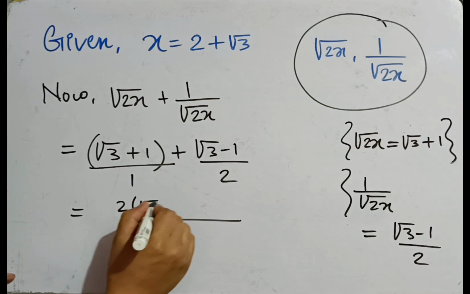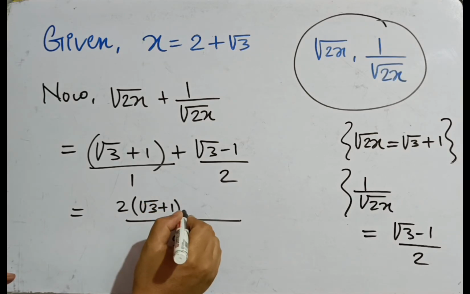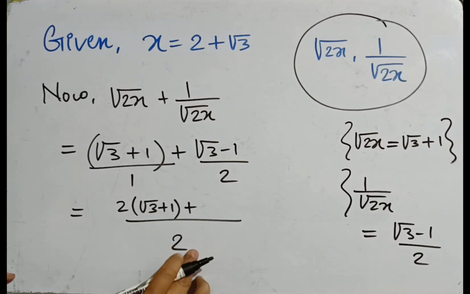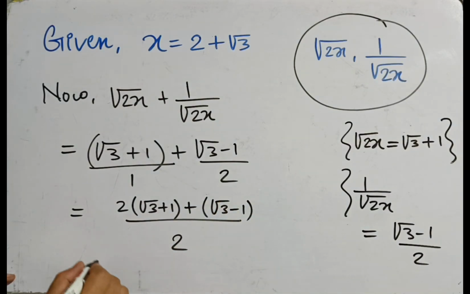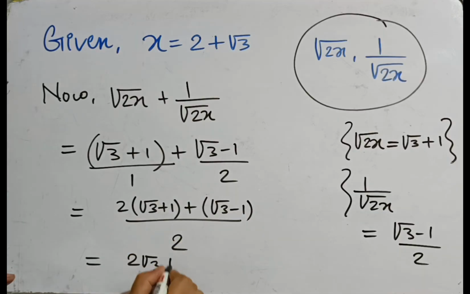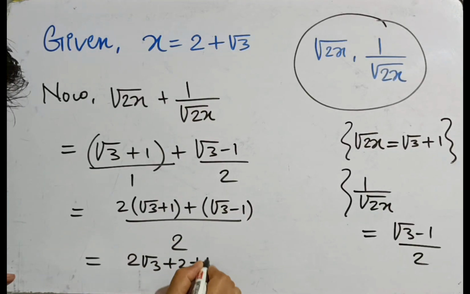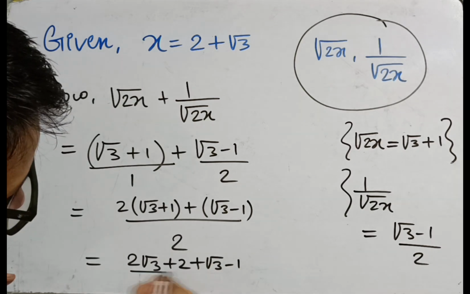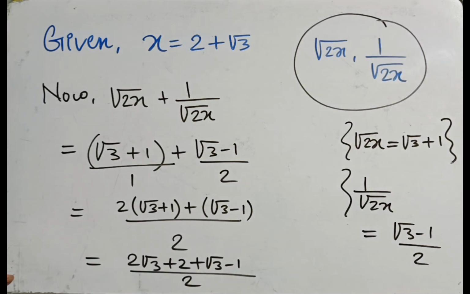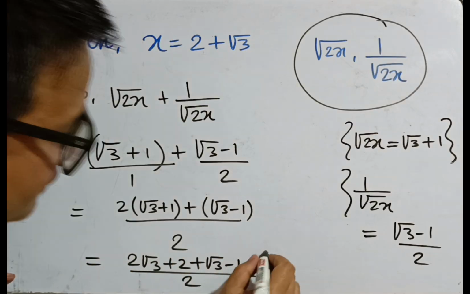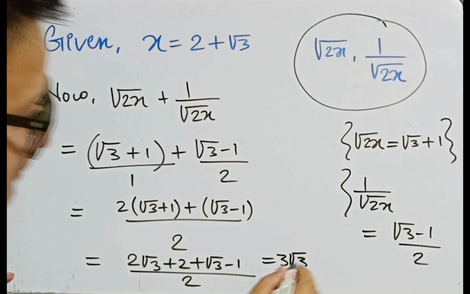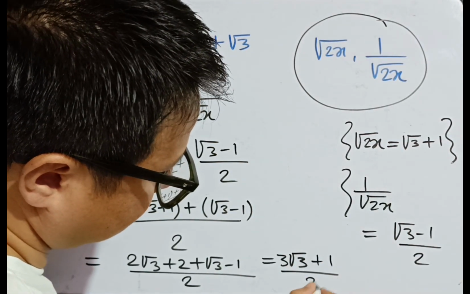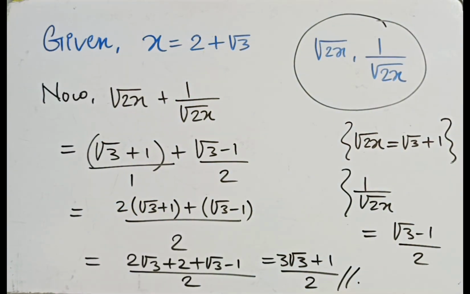1, 2 is a 2, and 2 into root 3 plus 1 for the first term. And for the second number, 2 1s are 2, and 1 into root 3 minus 1 is root 3 minus 1. Now we can open bracket in the first number, 2 into root 3 plus 2 1s are 2. For the second number, it becomes root 3 minus 1, and there is 2 in the denominator. Now we can see in the numerator 2 root 3 and root 3 are there, so their sum is 3 root 3, and the difference of plus 2 and minus 1 is 1, and there is 2 in the denominator. So this is the value of the given expression.